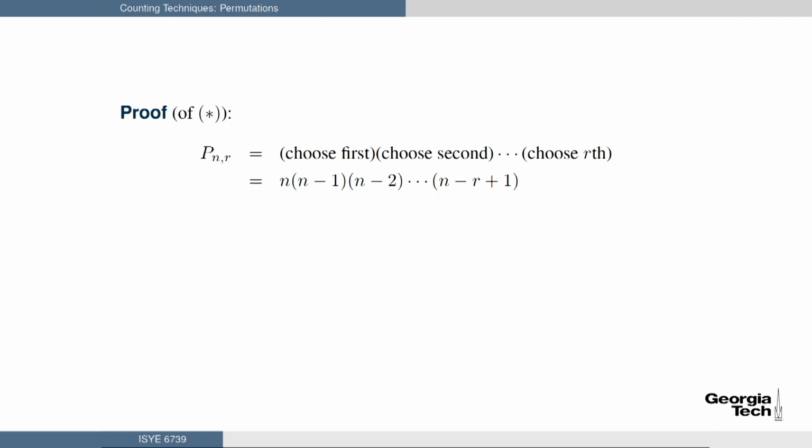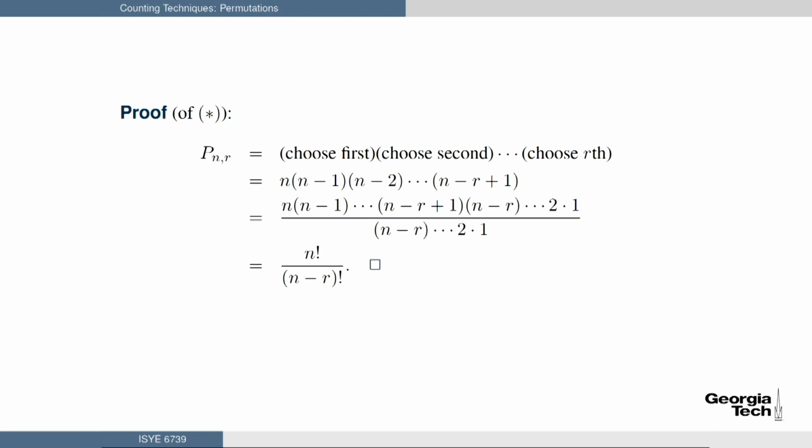That equals, well, it's the same line as before, except now I'm multiplying top and bottom by n minus r times ... 2 times 1. So that's at the top, and I've got an n minus r times ... 2 times 1 on the bottom. So it's just a nasty way of multiplying the previous equation by 1. Okay, now I've got that nasty looking numerator and denominator, but think about it. The numerator is n factorial, the denominator is n minus r factorial.